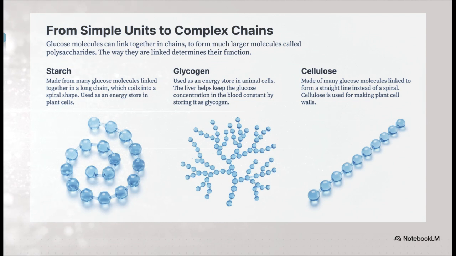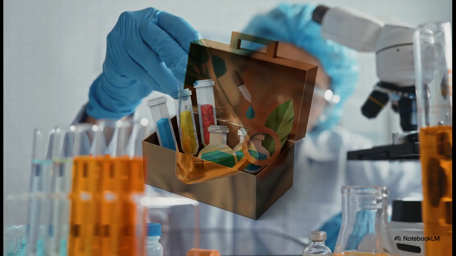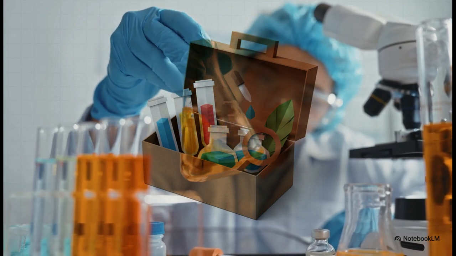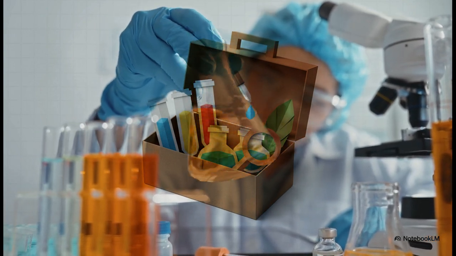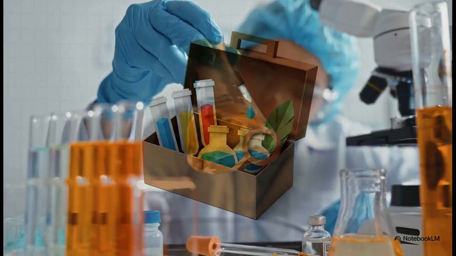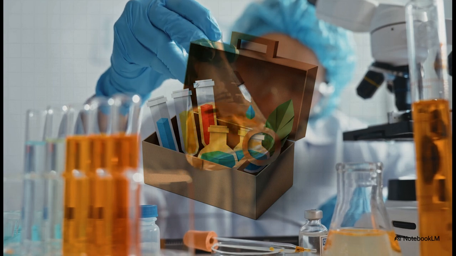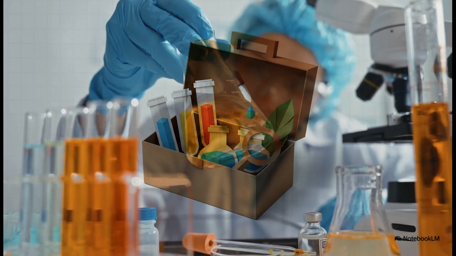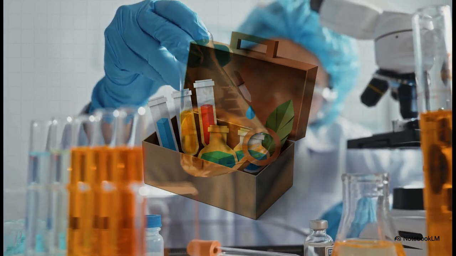Think about that. The exact same building block, just arranged differently, gives you completely different materials with totally different jobs. That's efficiency. Okay, so we know these things are in our food, but how can we actually prove it? How do scientists find them? Well, biologists have this awesome toolkit of simple chemical tests to figure it out. This is super practical stuff, and trust me, it's something you'll definitely want to know for your exams.